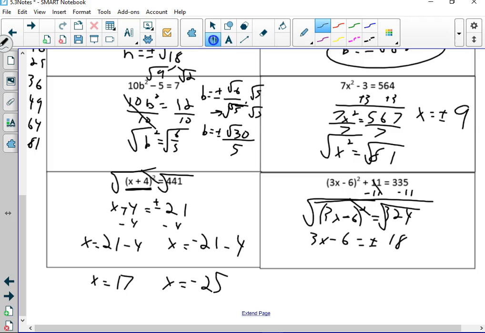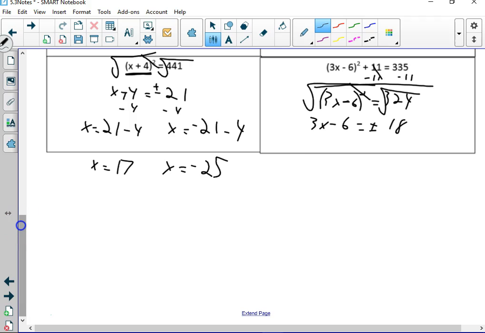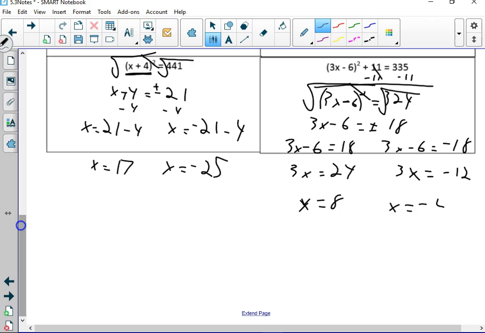So we have two different things. We have 3x plus 6 equals plus and minus 18. So we're going to write 3x plus 6 equals 18. And we're going to do 3x plus 6 equals negative 18. Because it's equal to plus and minus 18. It's equal to both of them. So we're going to subtract 6 from both sides. We get 12. And when we subtract 6 from both sides, we get negative 24. And then we divide by 3, x equals 4. And divide by 3, x equals negative 8.